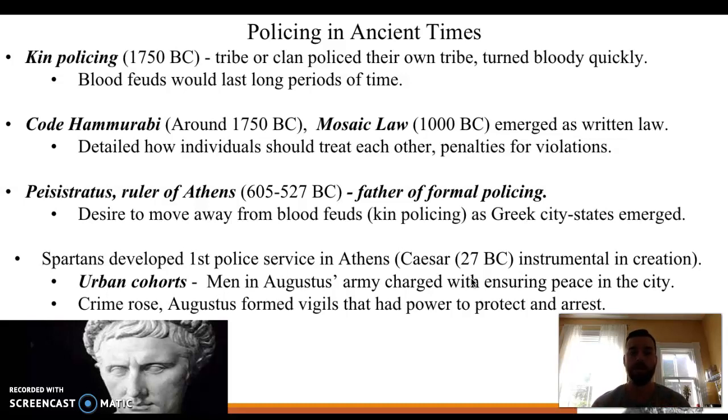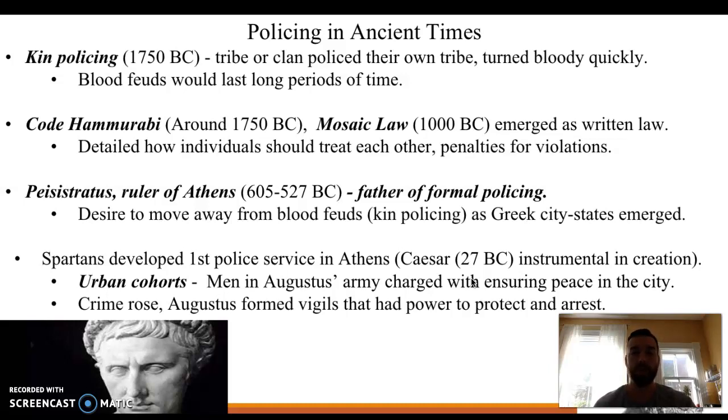Now, the first type of policing that existed, at least as far as we know, was called kin policing. And this is where, so this is 1750 BC, you had tribes or clans, but essentially they policed themselves. And they policed themselves either in their own interest or to police members of their tribe. And this was a very deadly form of policing.